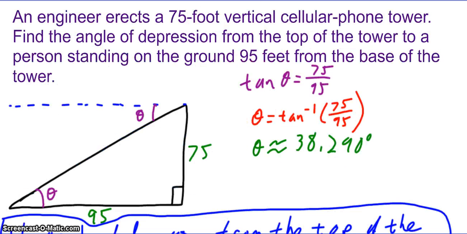Alright, for number 2, an engineer erects a 75-foot vertical cellular phone tower. Find the angle of depression from the top of the tower to the person standing on the ground 95 feet from the base of the tower. So we're assuming the tower is straight vertical, so it forms a right angle with the ground. Here is the angle of depression, which is also the angle of elevation from the person, because these would be alternate interior angles, assuming that the horizon and the ground are parallel to each other. So I draw this figure. I know that the tangent of theta is 75 over 95, so theta is the inverse tangent of 75 over 95. So theta is approximately 38.290 degrees.